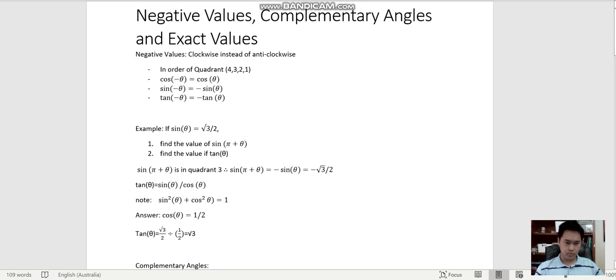For example, we have sine theta equals root 3 on 2, and the question asks you to find sine of pi plus theta. One of the things to realize is that pi plus theta is in quadrant 3. So sine of pi plus theta equals negative sine of theta, so it's negative root 3 over 2.